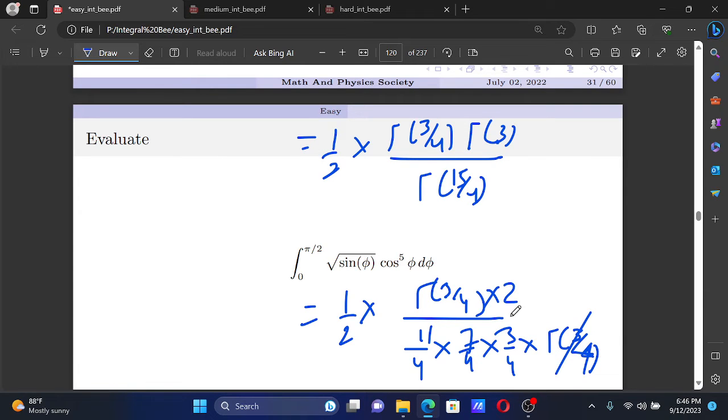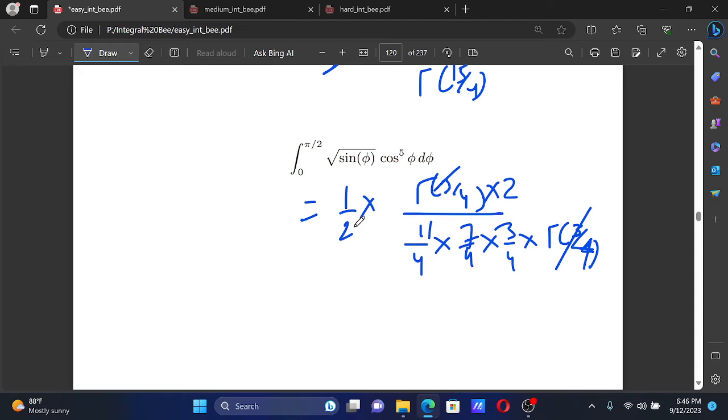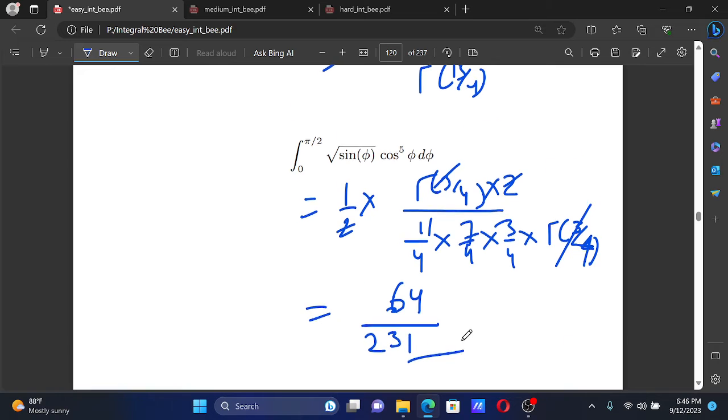So this cancels out and 2 cancels out. So this should be 64 over 21 times 11, which is 231. This is the answer.